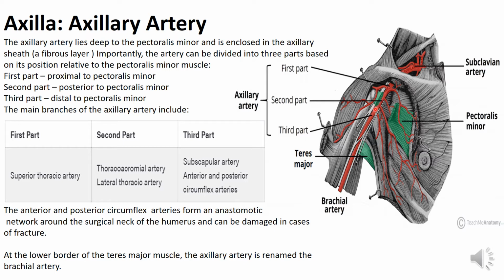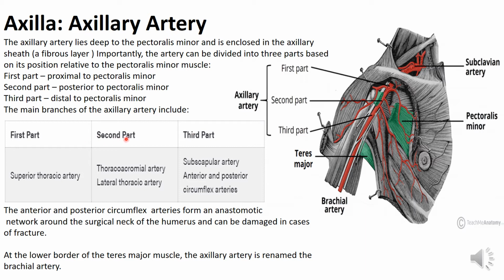And the part that lies distal to the muscle is called the third part. The part of the axillary artery at the lateral border is the third part. Under the muscle is the second part, and medial to the medial border of the muscle, that is the first part. The first part, second part, and the third part.